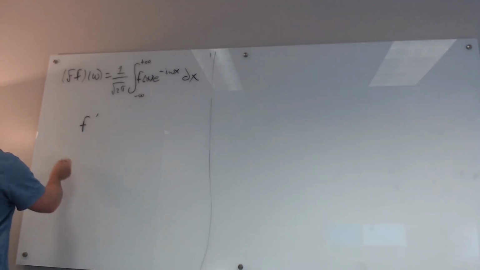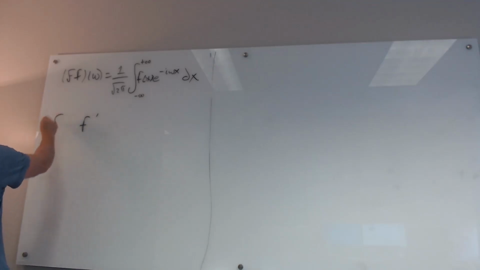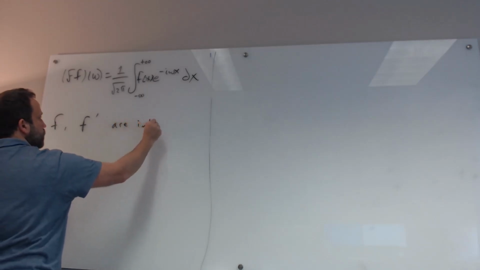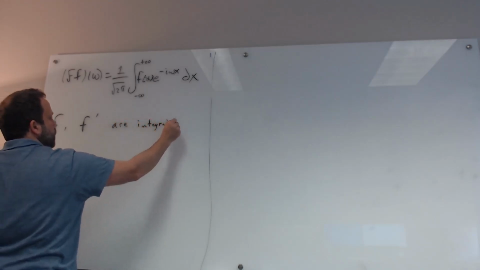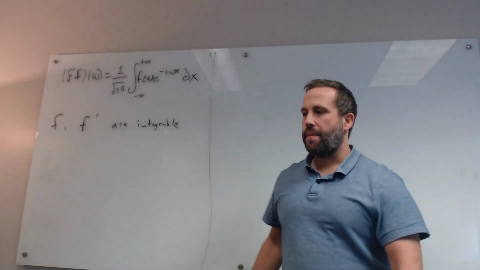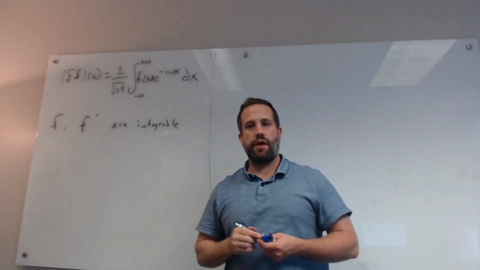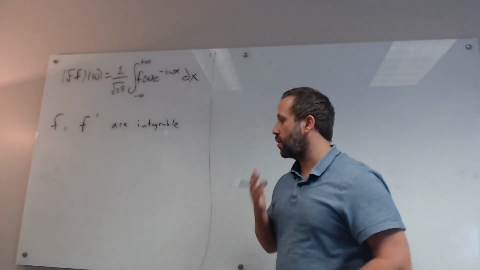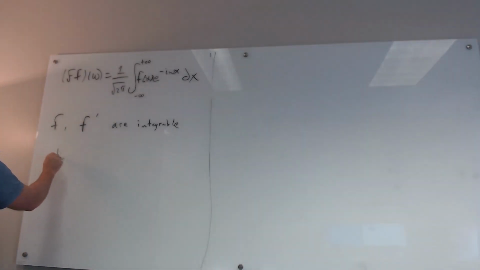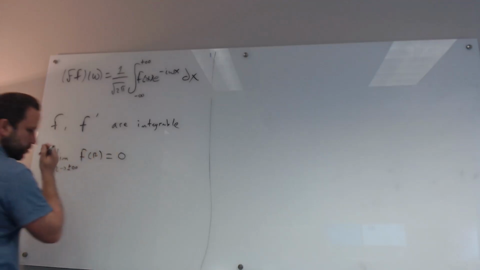Okay, and I'm going to be assuming two things. I want to assume that both f and f prime are integrable, really absolutely integrable. I use those terms interchangeably. And that's just because I want the integral definition of the Fourier transform of both of these things to exist. Another thing is that I'm going to use the fact that the limit as r goes to plus or minus infinity of f of r is equal to 0.